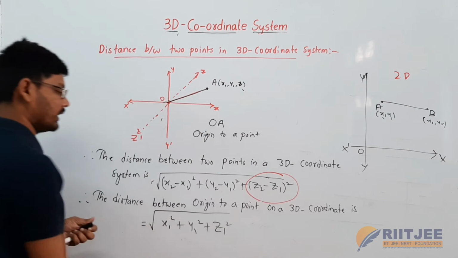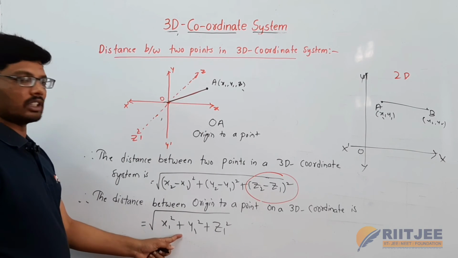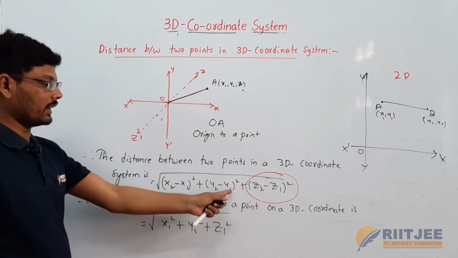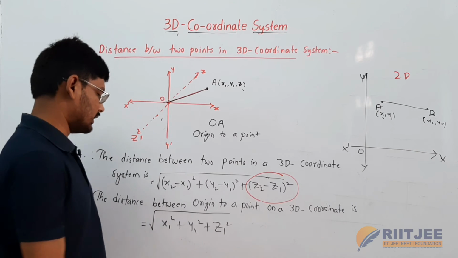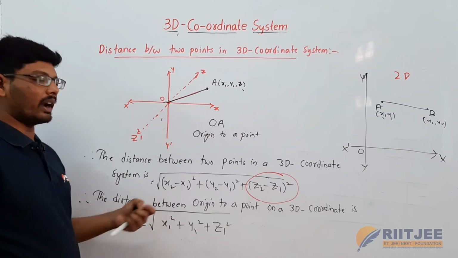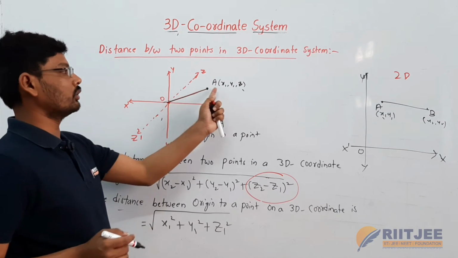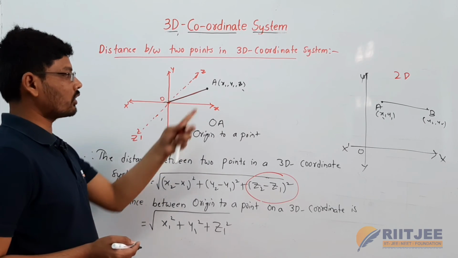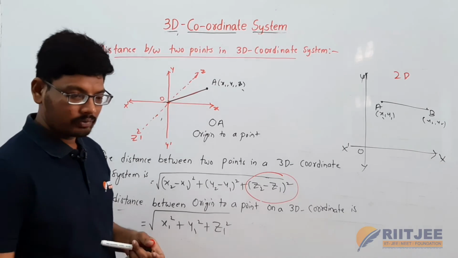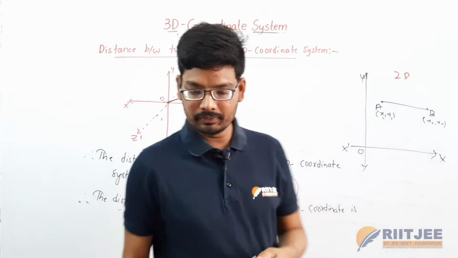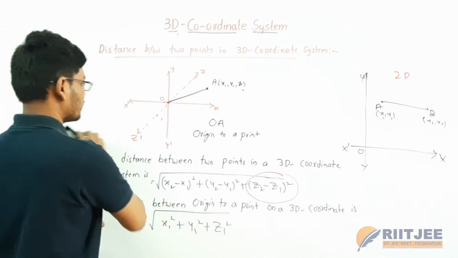Simply this is the formula here. Here x2 minus 0 is x1 square, y2 minus 0 is y1 square, z2 minus 0 is z1 square. This is the formula to find the distance between the origin and a point in a 3D coordinate system: the square root of x1 square plus y1 square plus z1 square. This is all about this point.